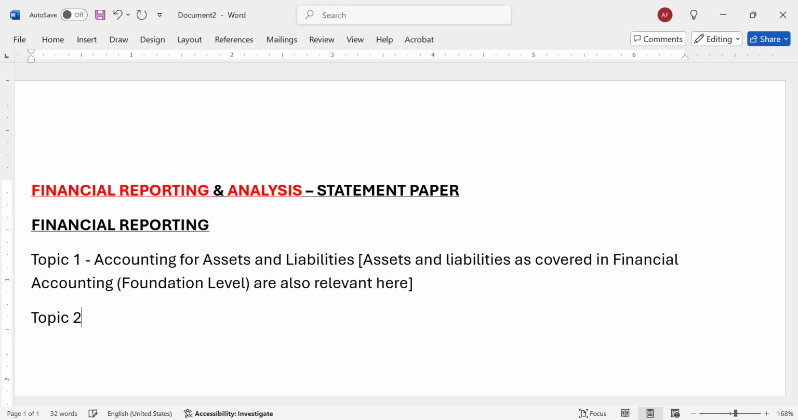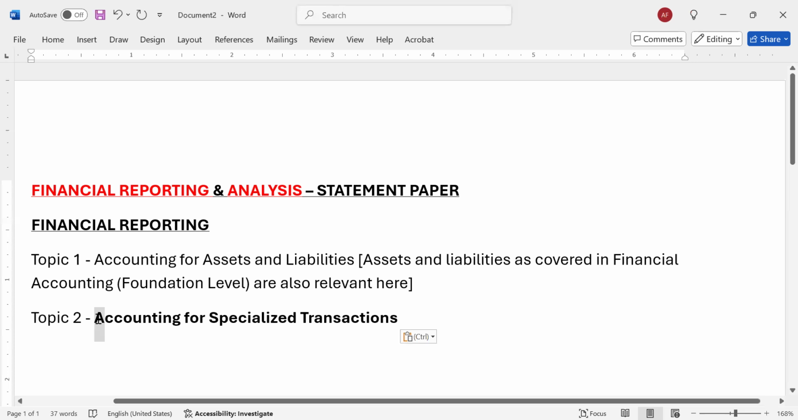So, my good students, what will be expected to cover in topic number two is accounting for specialized transactions. The majority of the area in this topic is theoretical, but very important. So this is accounting for specialized transactions.